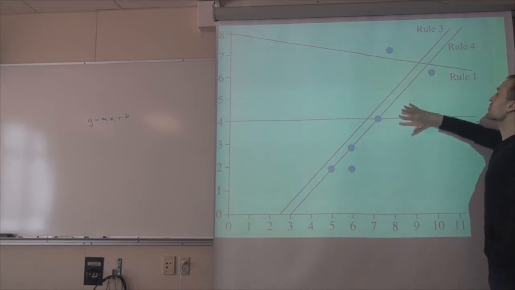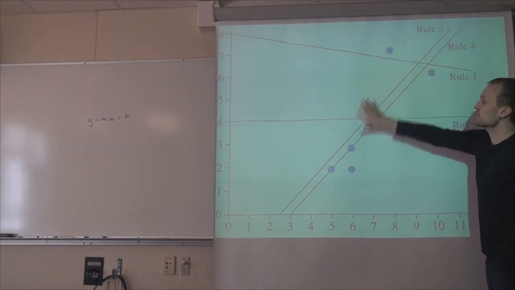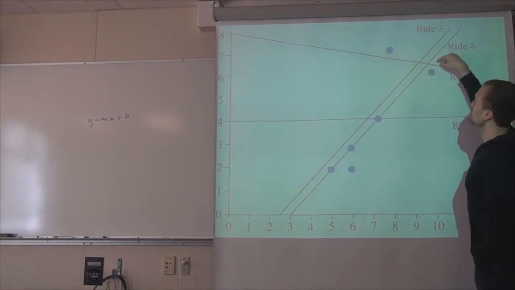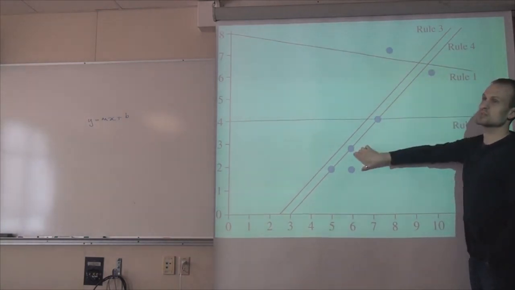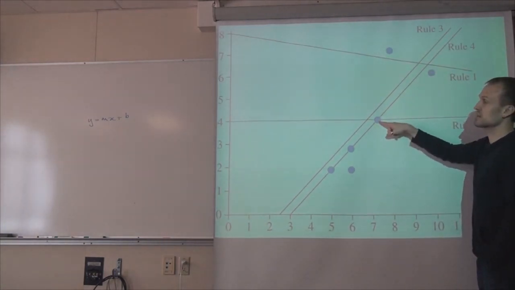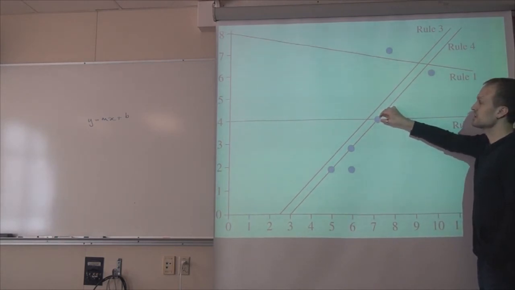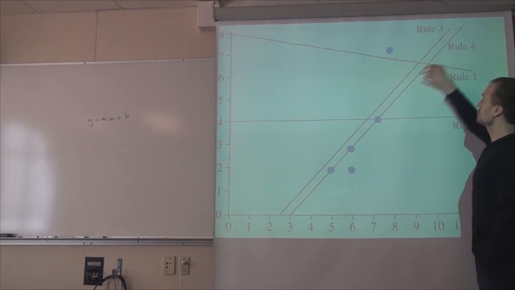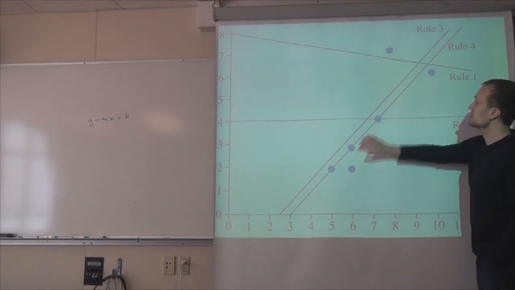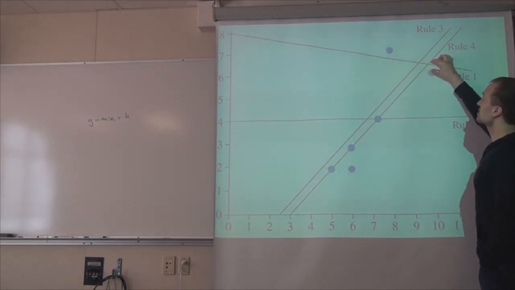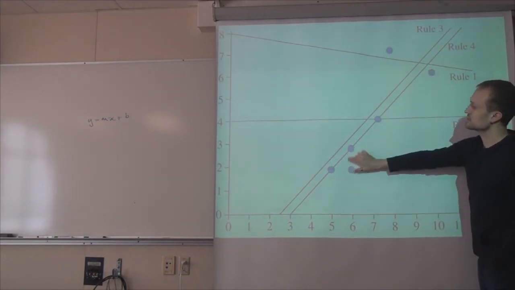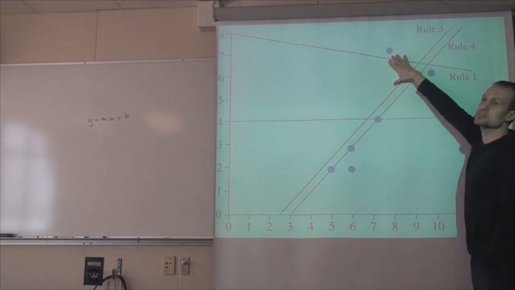So I'm looking for the one that minimizes all those little gaps between the line and the points. Observe. Sometimes the point's going to be right on the line. Great, then I have a zero mistake, zero error. But sometimes I'm going to have a little gap. Now some of these gaps are negative, like these two, and some are positive.